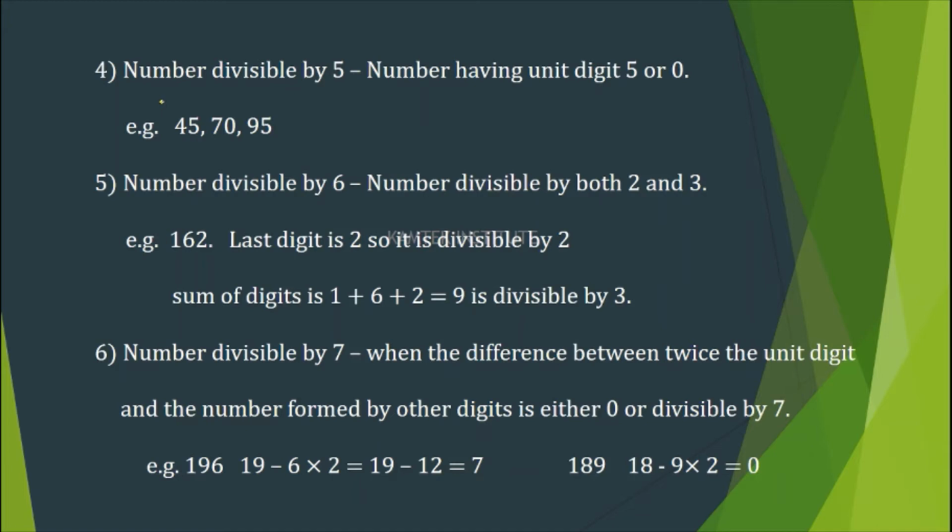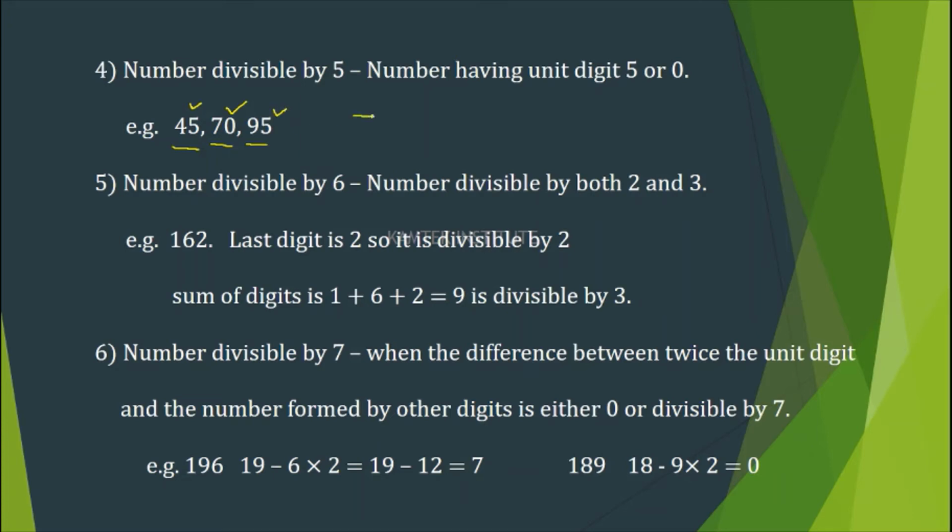So next we come to how do we check whether a number is divisible by 5. All the numbers having 0 or 5 at the end, that is in the unit place, are divisible by 5. Now we have a number 45. 45 has 5 in the unit place, so it will be divisible by 5. In the second case we have 70, where 0 is in the unit place, so it will again be divisible by 5. Again 95 has 5 in the unit place, so it will be divisible by 5.